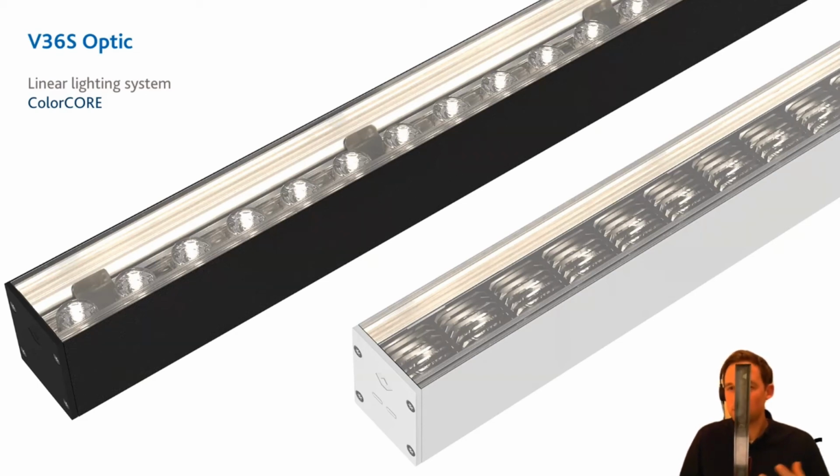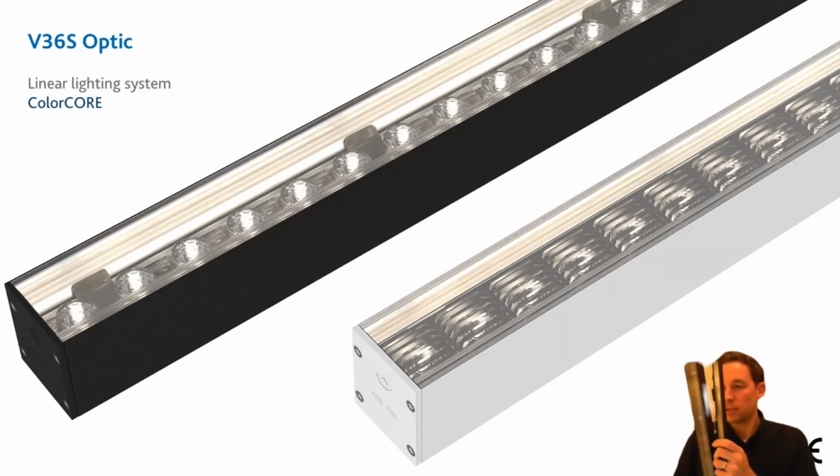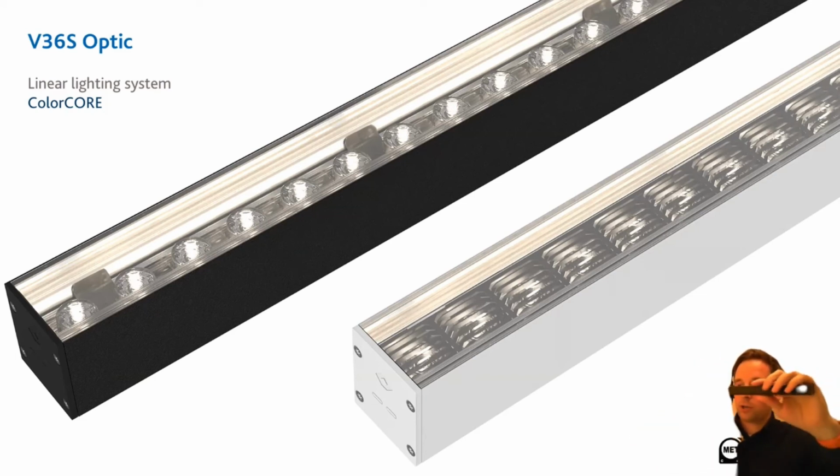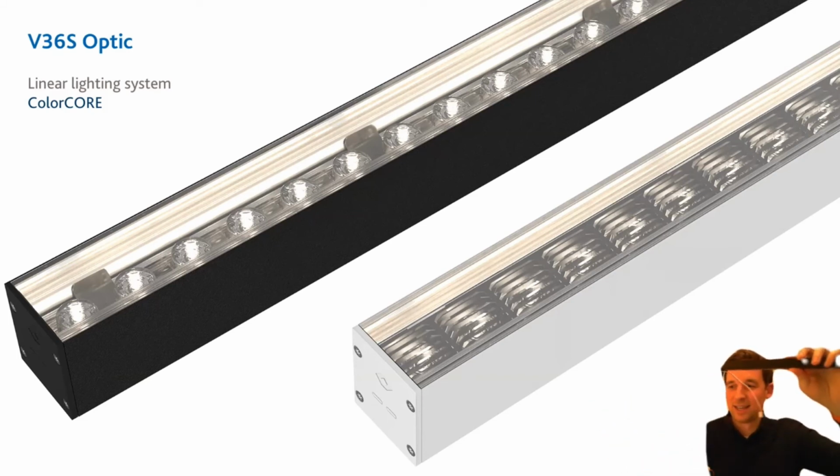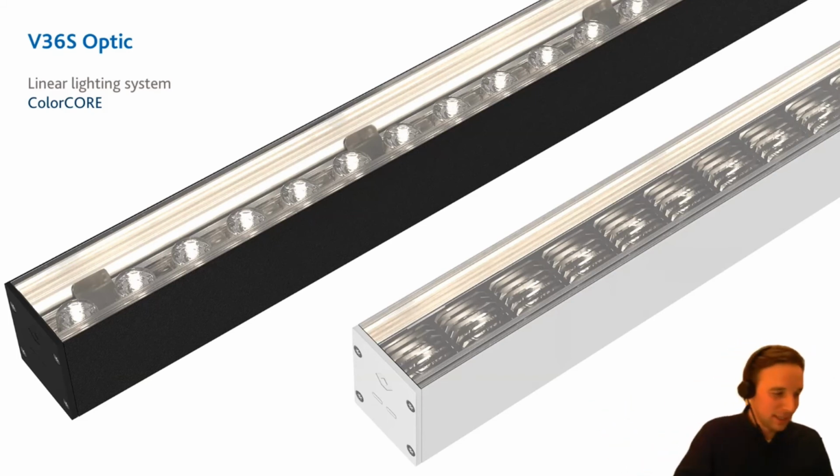Everything really with us is kind of micro-sized. So comparing that V36 to the V20 gives you an idea of the two sizes there and where you might be able to use them. Sorry, my background is cutting a lot of this out.